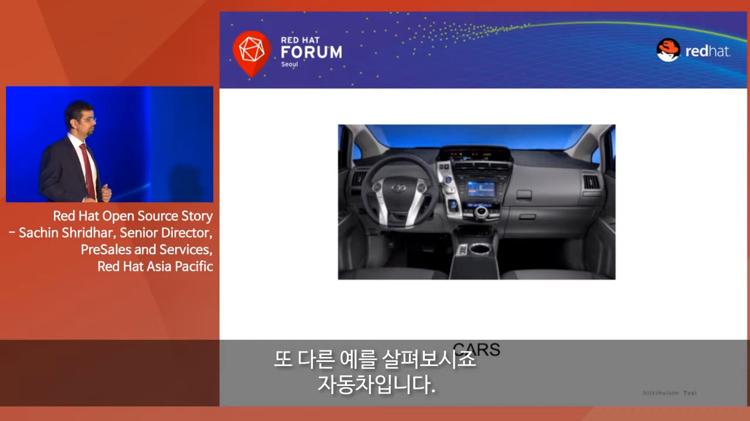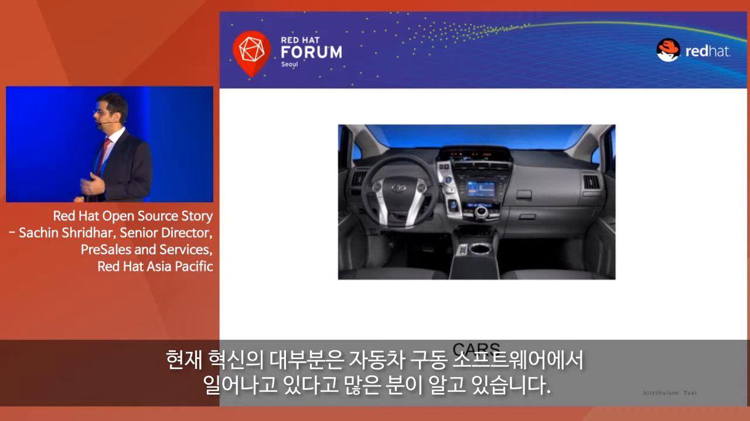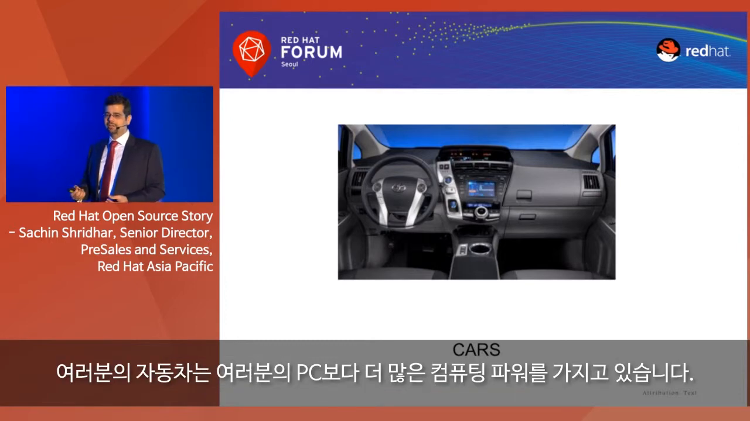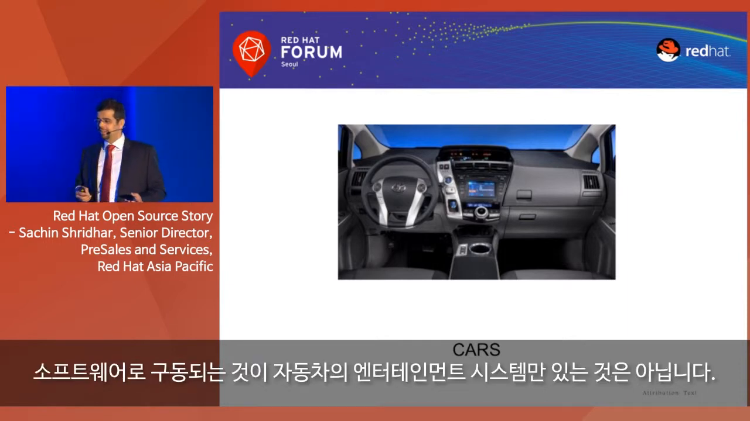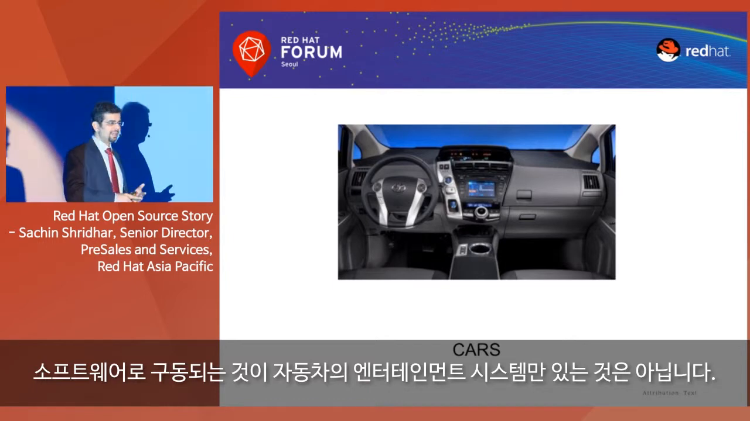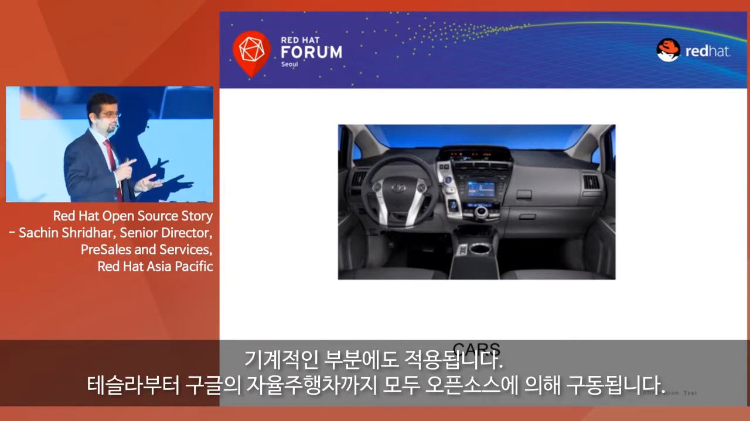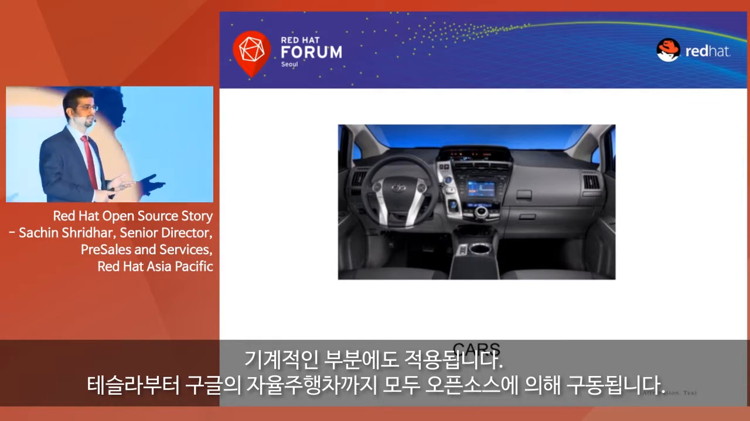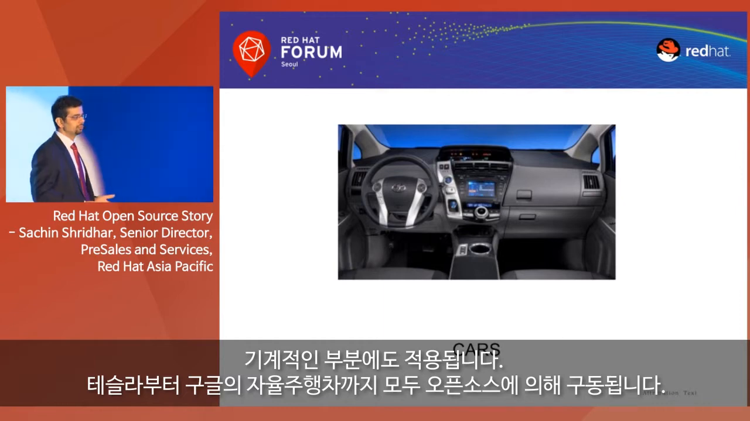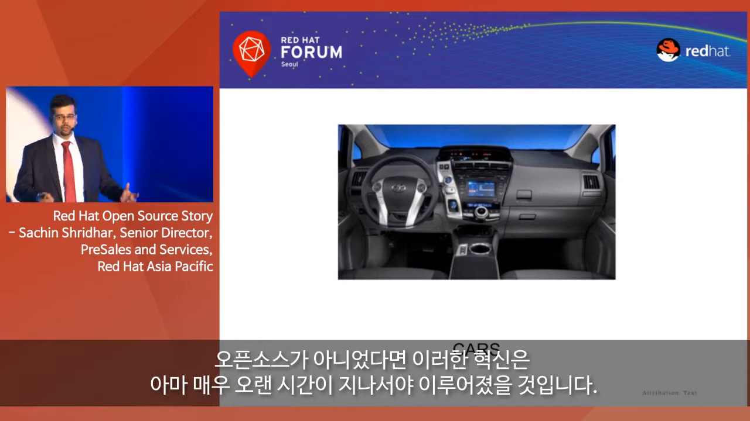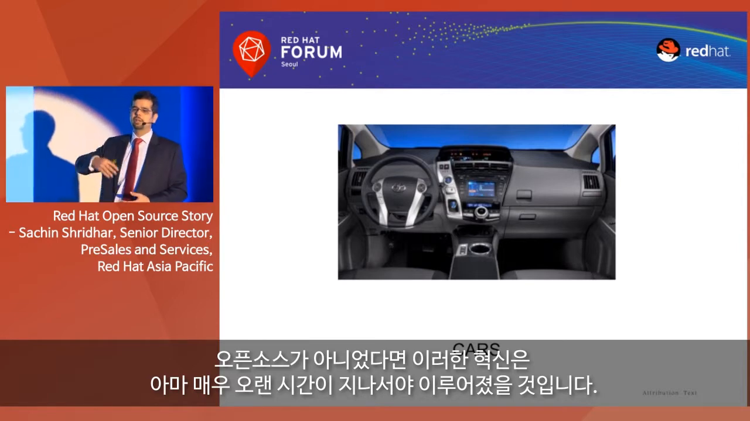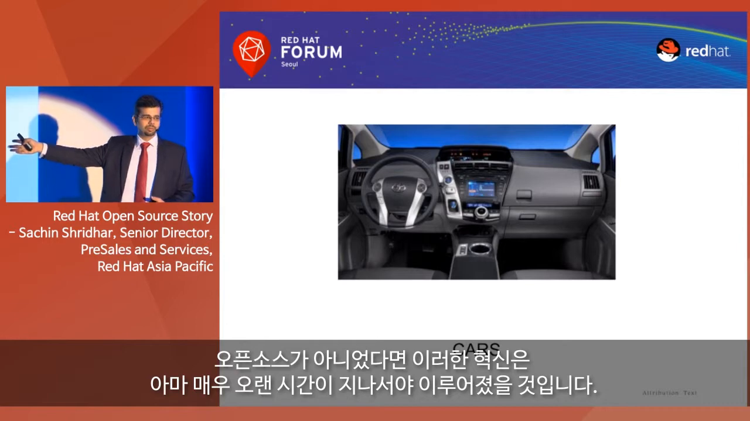Let's take another example, cars. I think many of us know that most of the innovation now happening in cars is software driven. Your cars have more computing power in them than your PC. And it is not just the entertainment system in the car that is software driven. It is the mechanics. Cars right from Tesla to Google's self-driving cars are all being driven by open source. And if that open source was not available, that innovation would have taken many, many more years to happen.